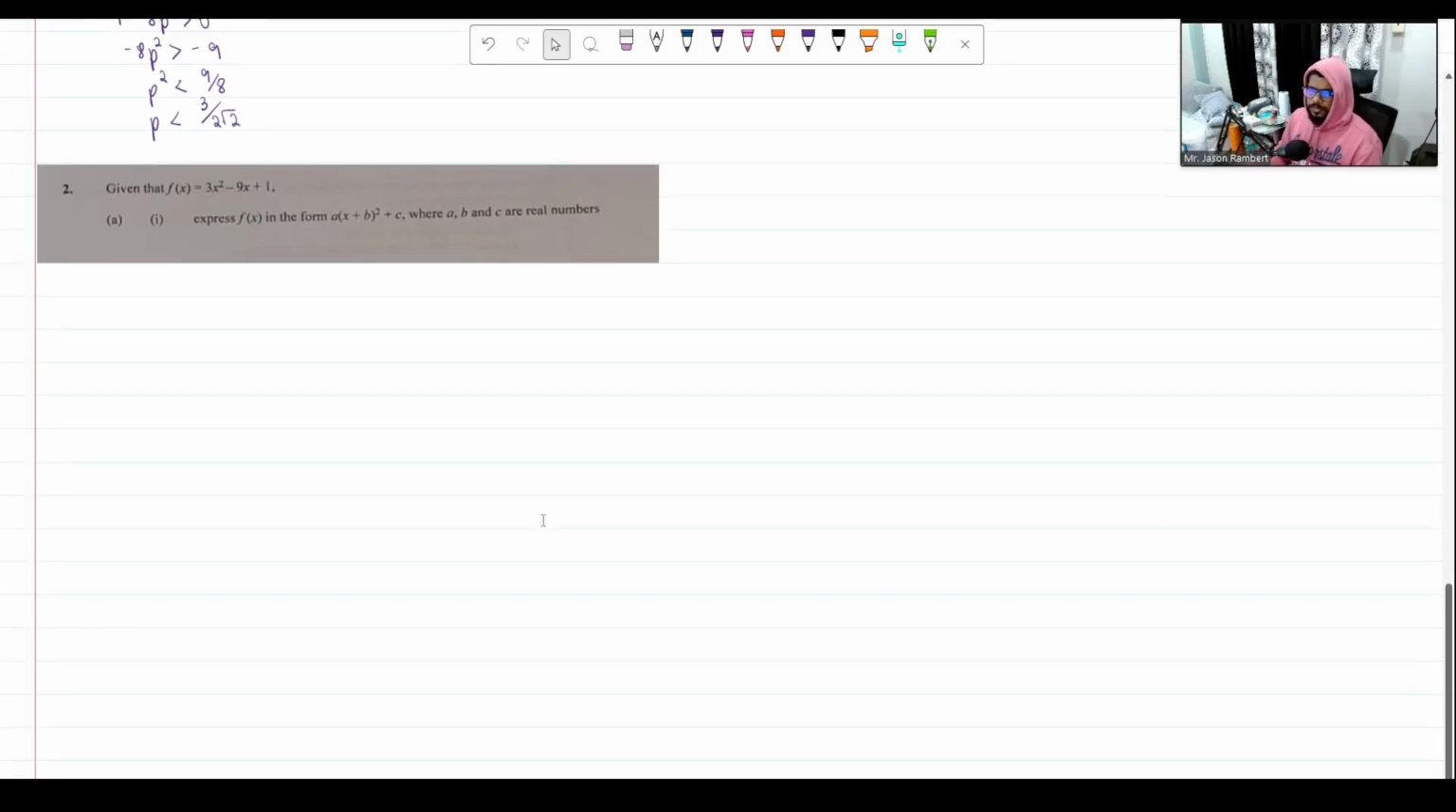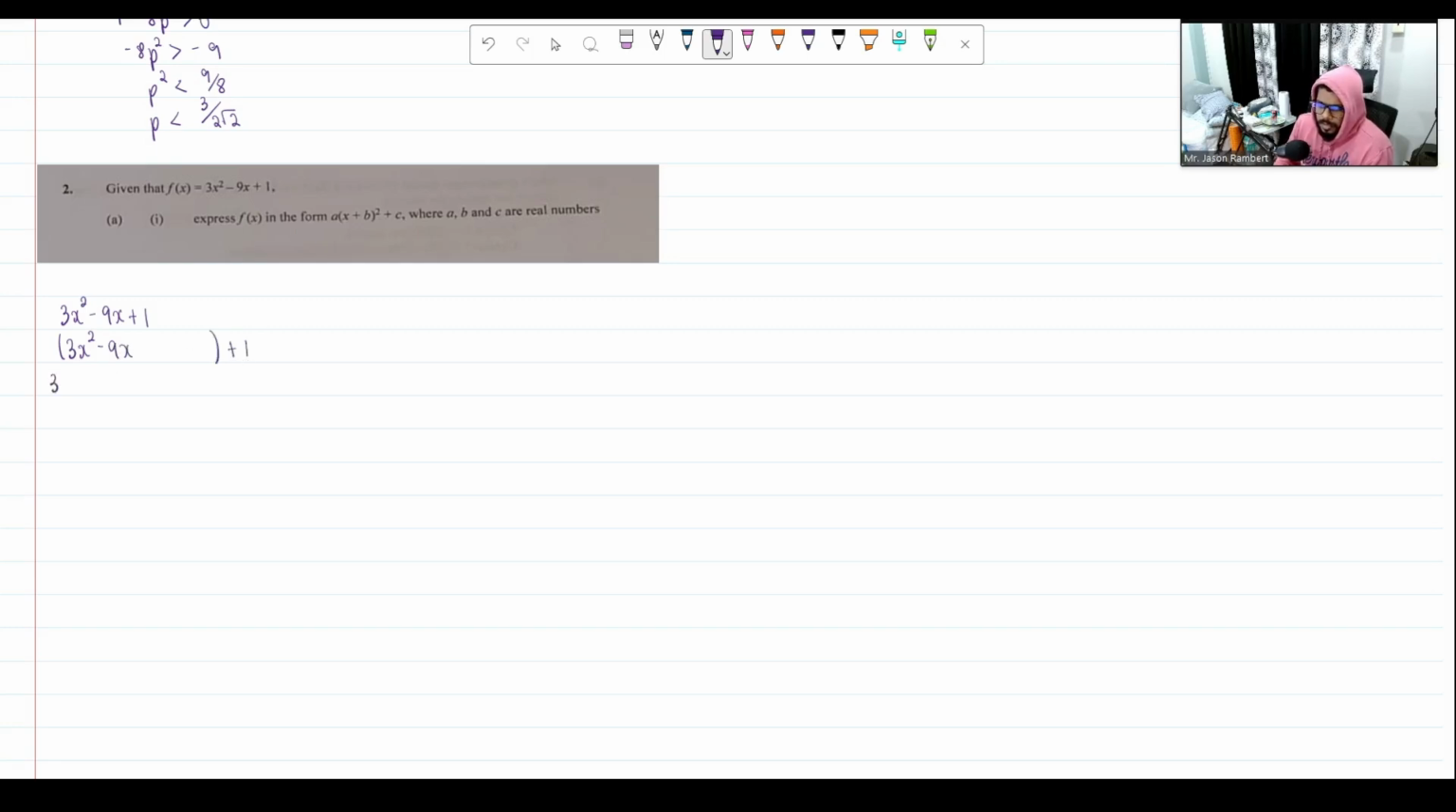So number 2, given that f of x is a quadratic, they're just asking us to complete the square, but the completed square version is not the usual a into x plus h squared plus k. The completed square version is a into x plus b squared plus c. So, 3x squared minus 9x plus 1. First, put the x terms in the brackets. 3x squared minus 9x, leave a big space, plus 1.